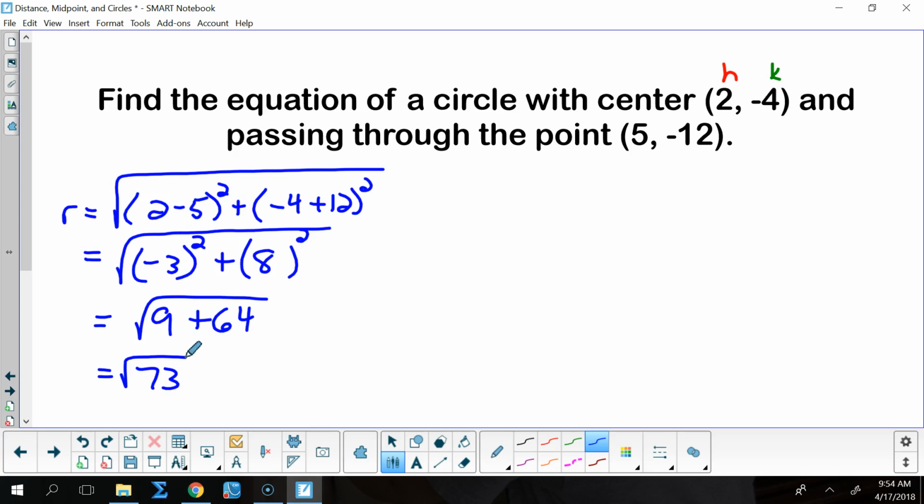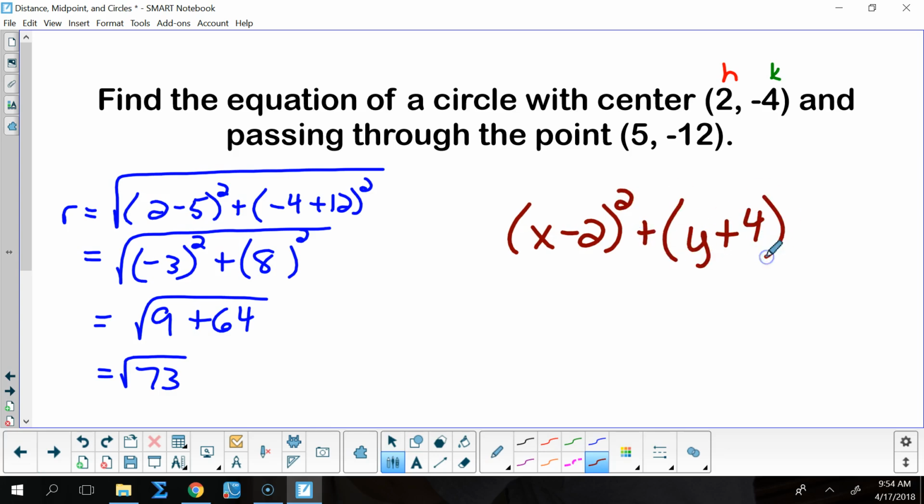I really don't care that it's like 8.6 something. If I were graphing it, yes, then I need to know that it's 8.6, and I'd have to go in every direction 8.6. But in terms of this, it's just going to be x minus 2, quantity squared, plus y minus -4, quantity squared, equals the square root of 73 squared. And that's my equation of the circle.